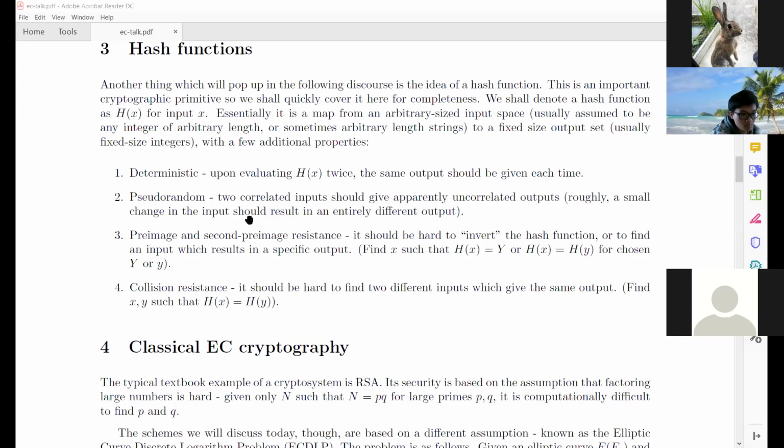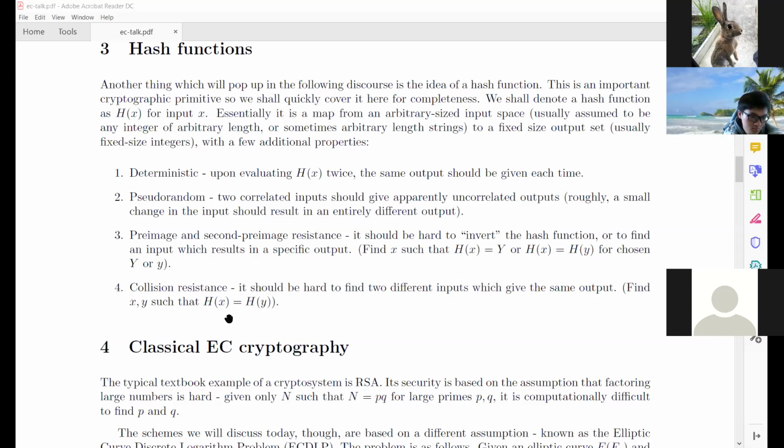Pre-image and second pre-image are slightly different conditions. The second one is really saying, if I give you a number like h of x, find me a different value y such that h of y is equal to h of x. But they're kind of the same thing. They're both talking about how you could find an input value which hashes to a specific output value.